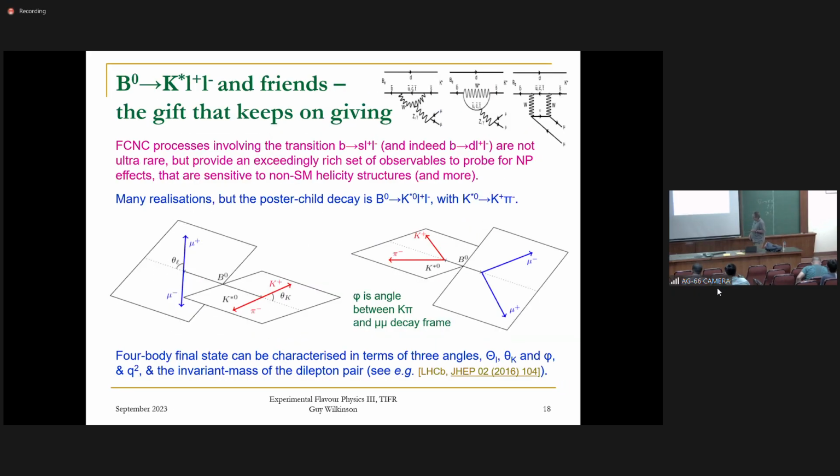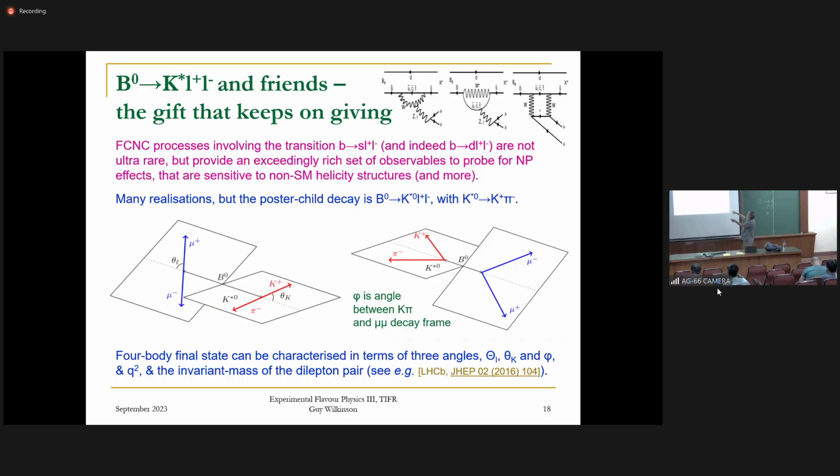Okay. But the second topic I want to talk about is a decay which is not rare, but it has many of the same features, and I've drawn some diagrams here. This is the process B to K* l l. The l l indicates a lepton pair. Initially, I'll be talking about charged leptons and usually about muons. But in the end, we'll also open the possibility that you could have a neutrino. So this is an incredibly rich system.